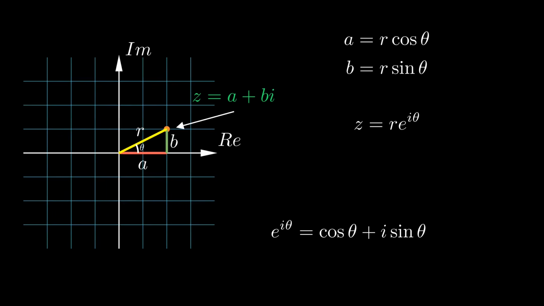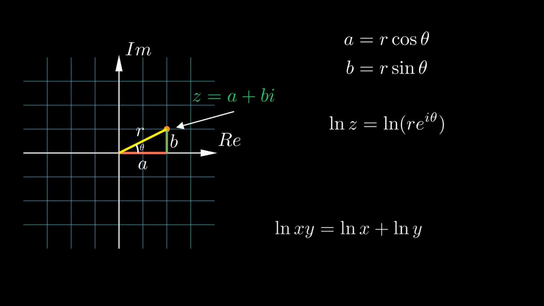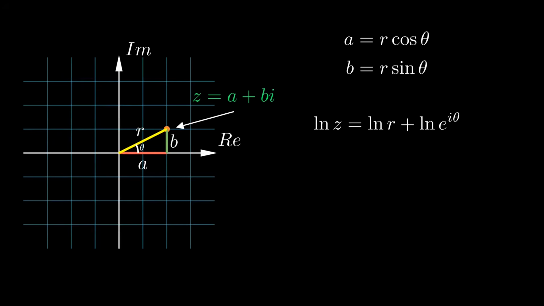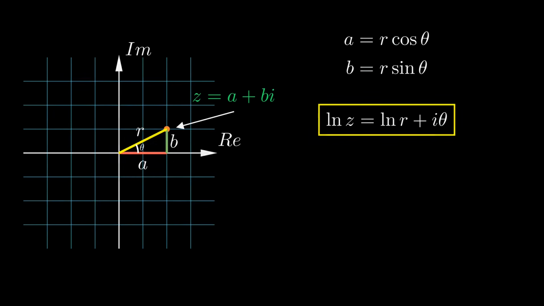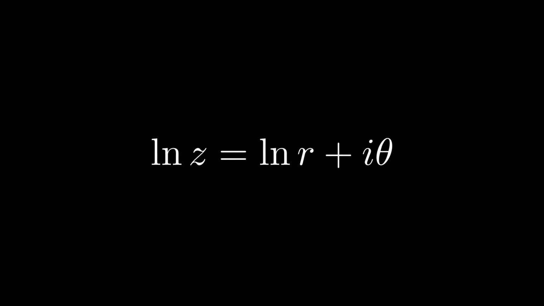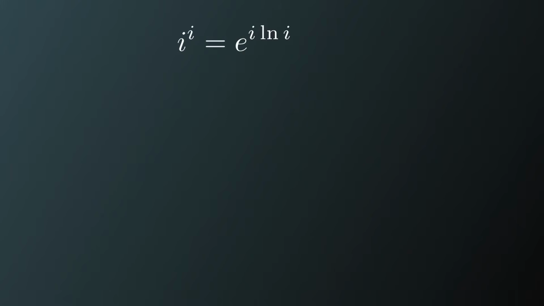Now what we do is take the natural log of both sides, giving us ln z is equal to ln r e to the I theta. We can apply this property of logarithms to split out the right hand side. But ln e is simply 1, so we can cancel it out. And we obtain our formula: ln z is equal to ln r plus I theta. This is our first expression and the formula we just worked out.